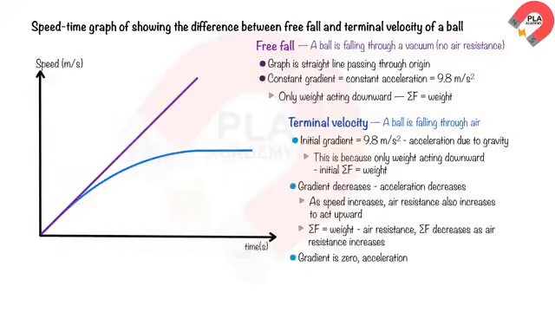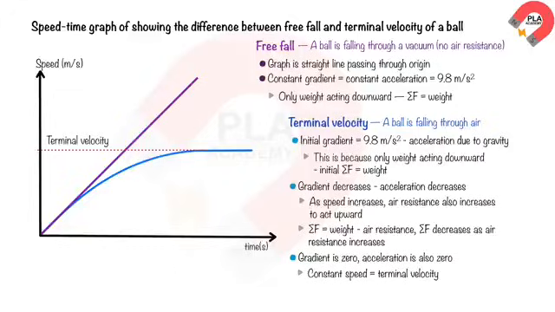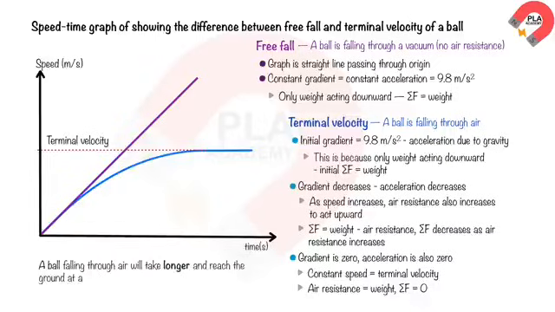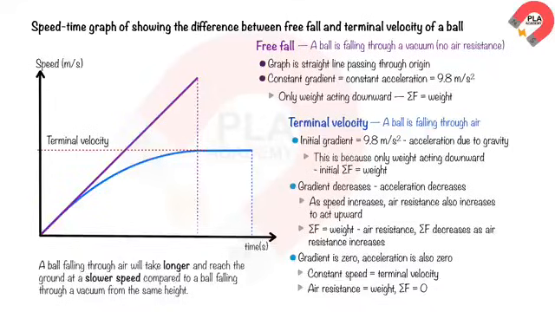When the gradient reaches zero, it indicates that the acceleration is also zero. This causes the speed of the ball to be constant, and it reaches its terminal velocity. At terminal velocity, the air resistance acting upwards is equal to the weight acting downwards. Since the resultant force is zero, a ball falling through air will take longer and reach the ground at a slower speed compared to a ball falling through a vacuum from the same height.